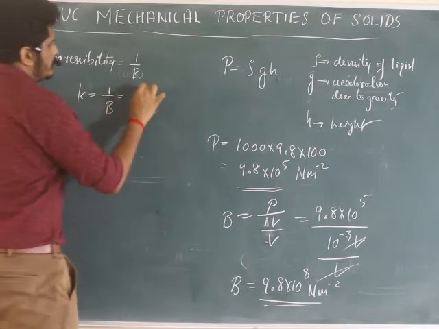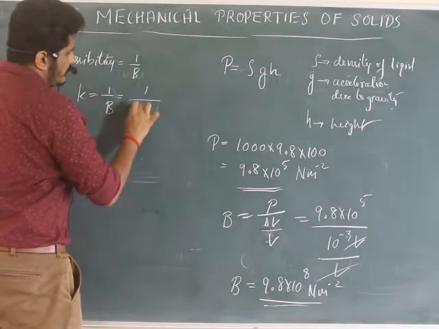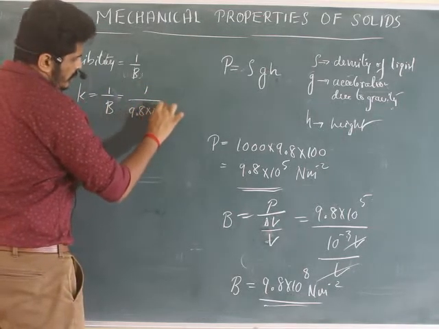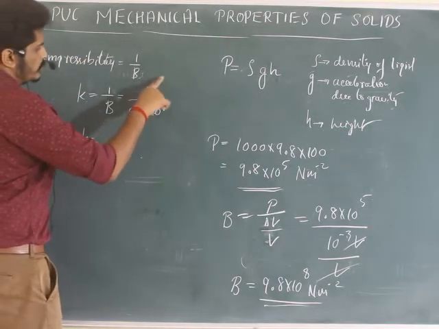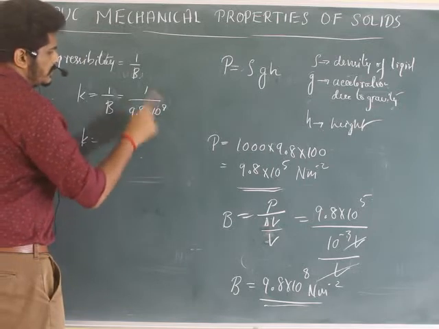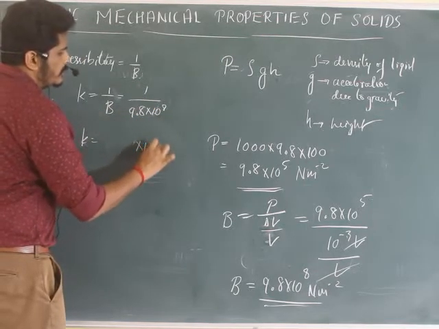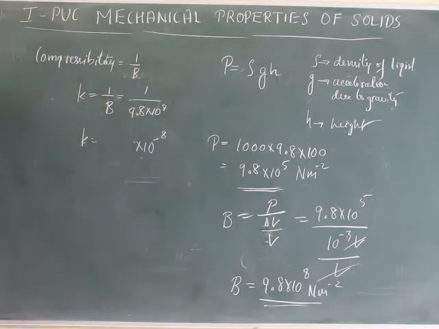So this is nothing but 1 divided by 9.8 into 10 power 8. So K equals 10 power 8 goes up. First you substitute for 10 power. Goes up means minus, so it is 10 power minus 8. So 1 divided by 9.8 means how much? Use your calculator and check the answer. This will be somewhere around 0.1.